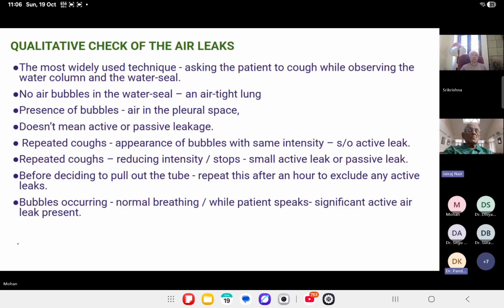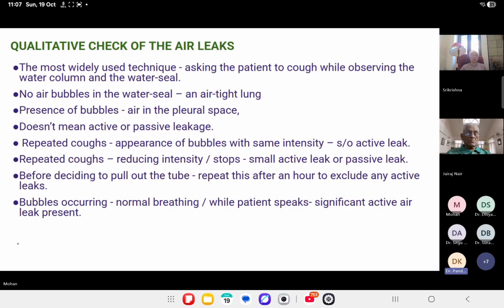For assessment, first we have qualitative and quantitative. Qualitative is the most widely used technique which we use mostly in the clinics while clinical examining, asking the patient to cough while observing the water column and the water seal. No bubbles in the water seal, that means airtight lung. Presence of bubbles, that means that there is air in the pleural space, doesn't mean active or passive. And then we ask him to cough repeatedly if there are bubbles in the underwater seal.